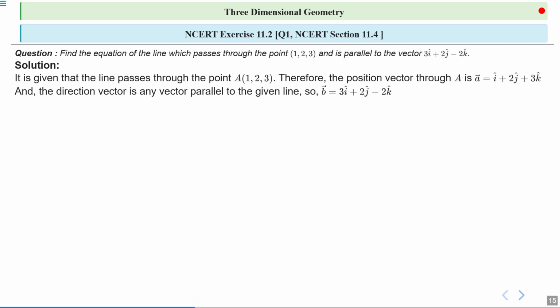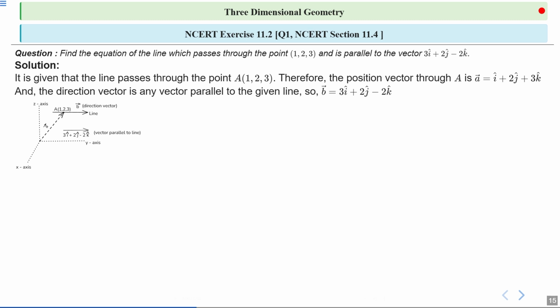The line passes through the point A, which has coordinates 1, 2, 3. The position vector for this point is written as i cap plus 2j cap plus 3k cap, and the direction vector is any vector parallel to the given line. So vector b equals 3i cap plus 2j cap minus 2k cap. Now notice that the direction vector of the line is given as 3i cap plus 2j cap minus 2k cap. This vector shows us the direction in which the line moves. Any vector parallel to the line will have the same direction as this one.